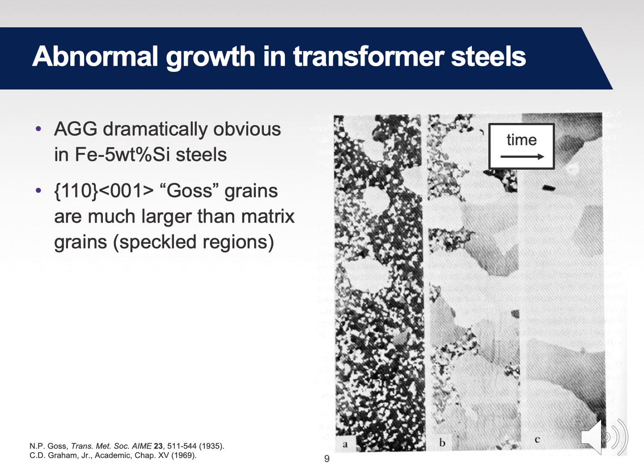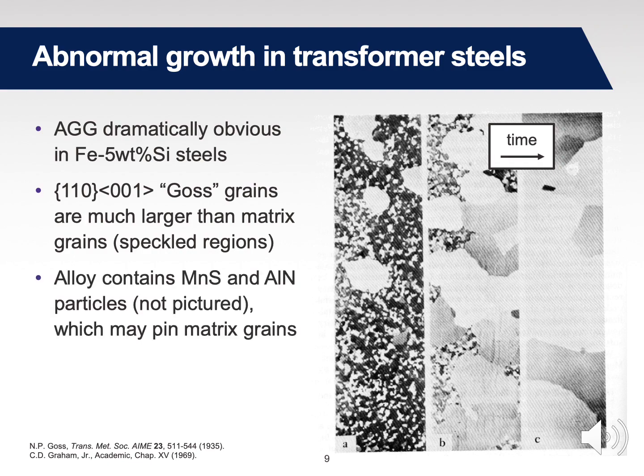And so abnormal grain growth is dramatically obvious, as you can see in these micrographs, in transformer steels. These are iron silicon. And you have a few grains in the microstructure that become abnormal, that consume the matrix of smaller grains, and these are so-called Goss grains. They have a particular orientation. And worth noting is that transformer steels oftentimes have second-phase particles in the form of manganese sulfide or aluminum nitride, which are not pictured here. They're below the resolution of the micrographs, and these may pin some of these matrix grains.